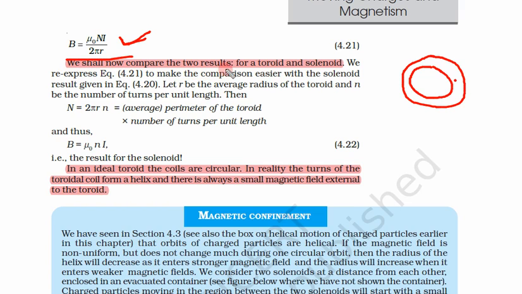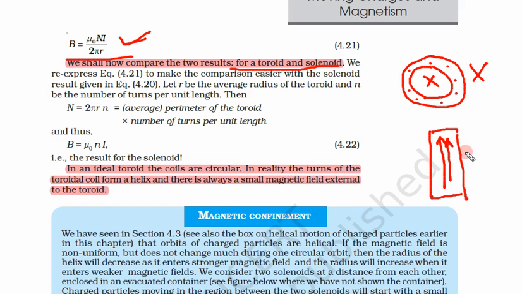So we shall now compare the two results, one for the toroid, another one for the solenoid. First thing, when we saw the case of solenoid, this is solenoid, this is toroid. For toroid, we see that there is no magnetic field here, there is no magnetic field here, only inside this region. That means between the inner radius and outer radius, only here we have some magnetic field. Similarly, in solenoid, we have magnetic field only inside the solenoid, outside the field was 0.